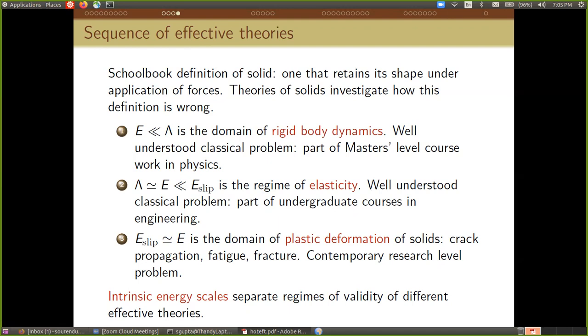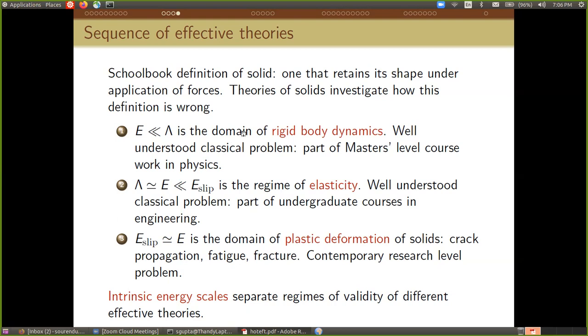Okay, not just become elastic, that is, it changes shape when you apply the force, and then when you let go of the force, it comes back to its original shape. That would be elastic. But if the forces are large enough that the body deforms permanently, that's called plastic deformation. This is a typical energy scale for that. And beyond this are phenomena like crack propagation, fracture, fatigue of materials. And they're all contemporary research level problems. These are things that have been noticed about 60, 70 years back, but they're not completely understood.